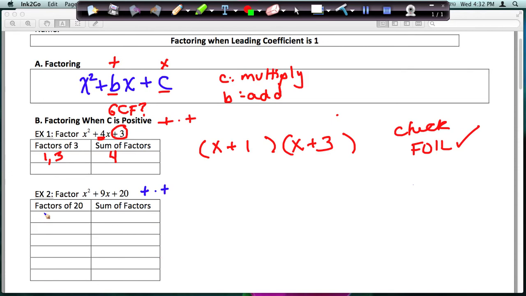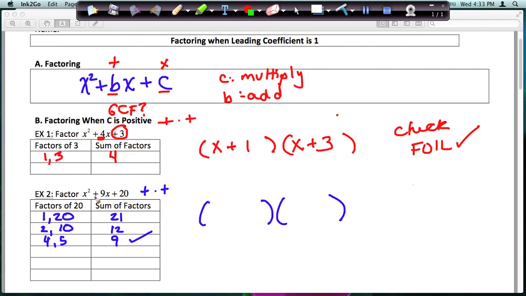So I'm going to list all the factors of 20. And if you know right away what it is, that's fine. But sometimes, especially with larger numbers, it's easier to write down all your factors. So 1 times 20, 2 times 10, and then 4 times 5. All three of these multiply to be 20. Just add these up, and remember we're looking for the combination that adds to be 9, which is right here, the last one. So I'm going to go ahead and factor this, draw my two sets of parentheses.